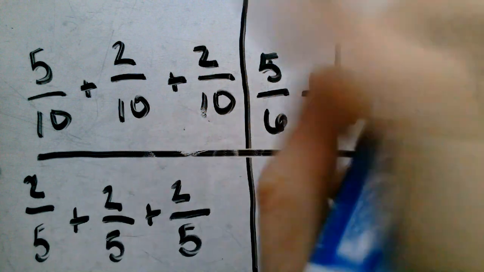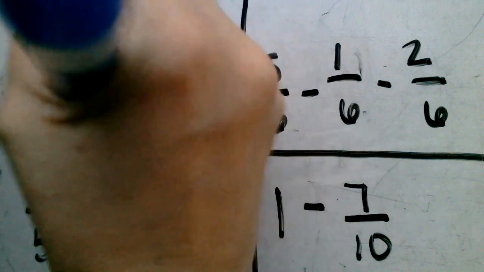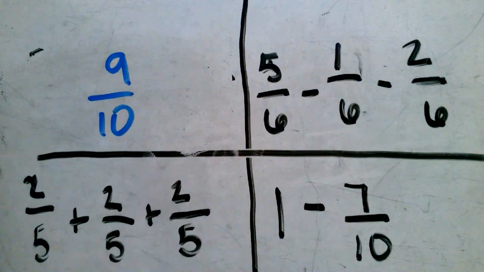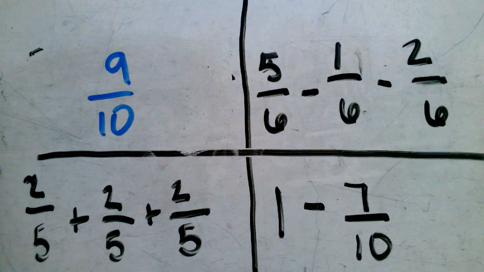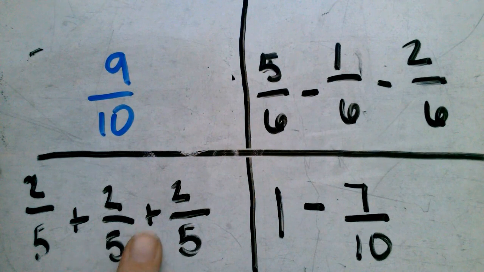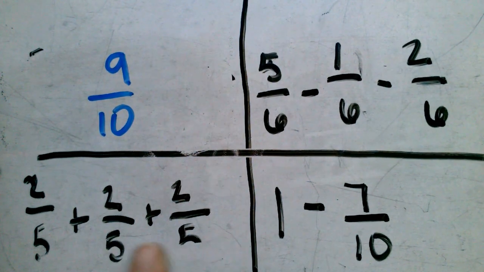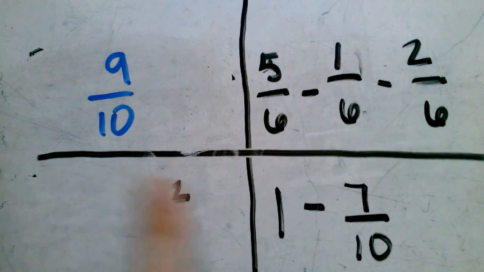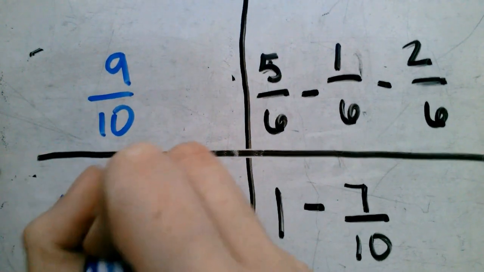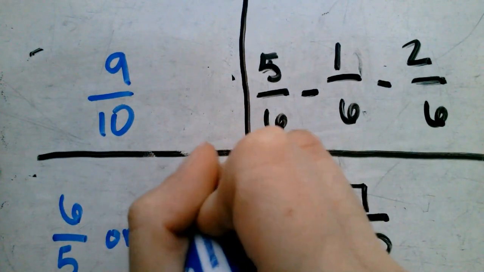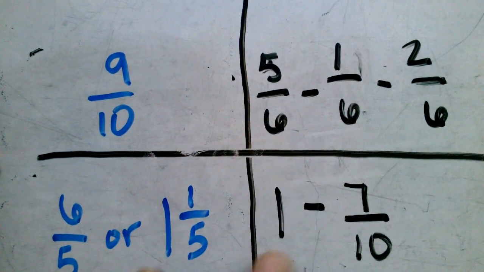The answers for these problems are as follows. 5/10 plus 2/10 plus 2/10 equals 9/10. If you had that for your first answer, give yourself a high five. Let's look at our second one. 2/5 plus 2/5 plus 2/5. For this one, you could have had 6/5, or you could have had 1 1/5. If you have either of those answers on your whiteboard for the second problem, do a little dance.